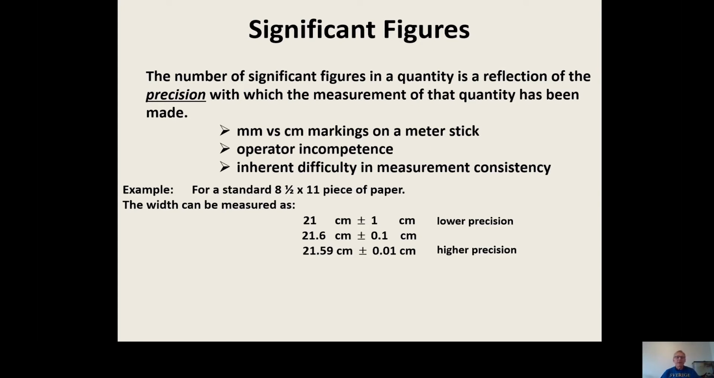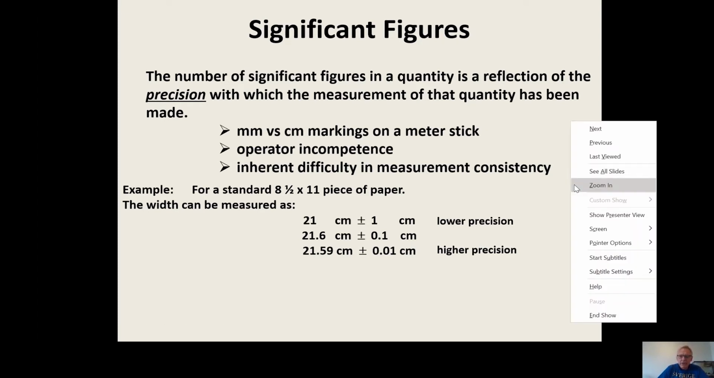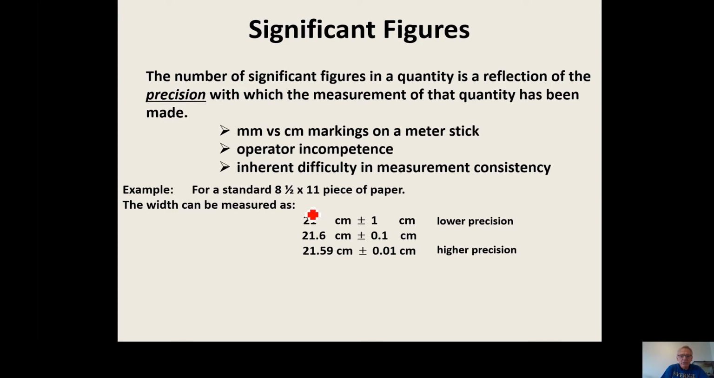For example, if you take a standard 8.5 by 11 sheet of paper and you measure the width, if I did this not particularly using, say, the centimeter size, I can measure 21 centimeters. Now, what do I really mean by 21? There's a couple of things going on here that I want to point out. Let's get the pen. When I say 21, like I have right here, what does 21 mean?